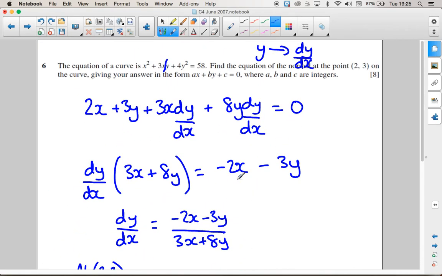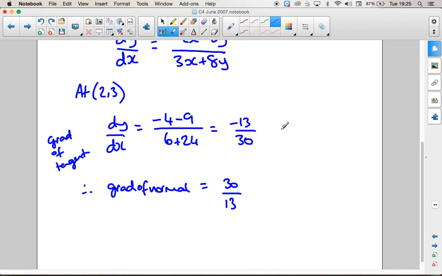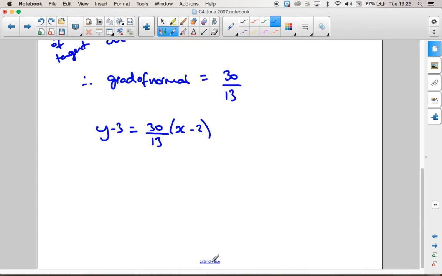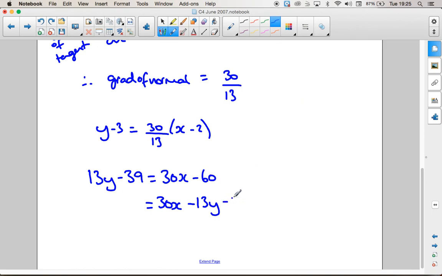So now, finally, we can do y minus y1 equals m(x minus x1). Notice it wants it in this form with a, b and c being integers. So I'm going to have y minus 3 equals 30 over 13 (x minus 2). I'm going to times everything by 13 and expand these brackets here. So that's 30x take away 60. And then everything needs to be on one side. So I'm going to have 30x take away 13y, and I need minus 60 plus 39, which is minus 21, and that equals 0. So that's my final answer.